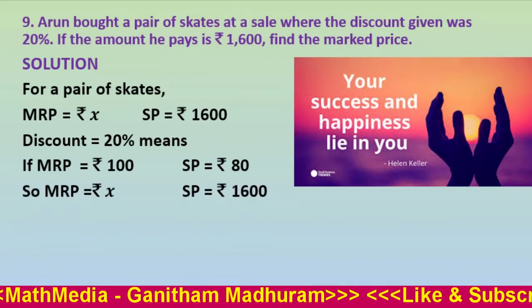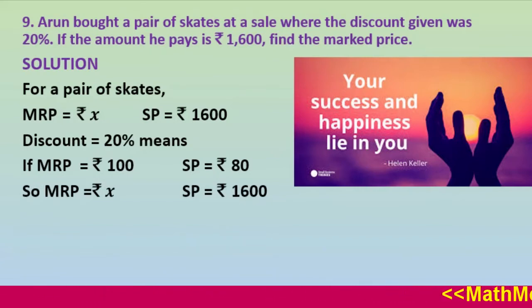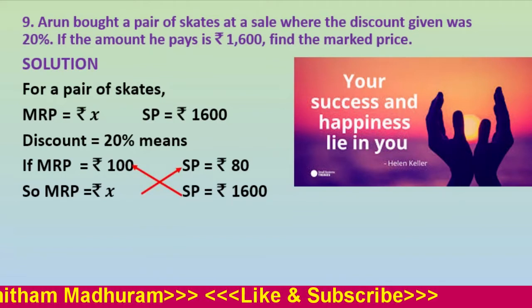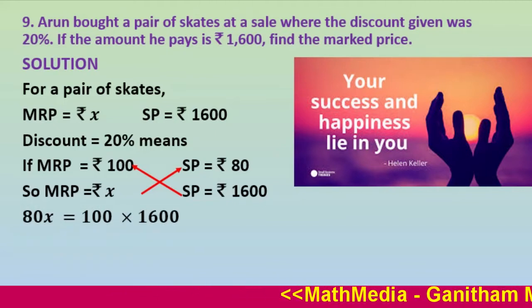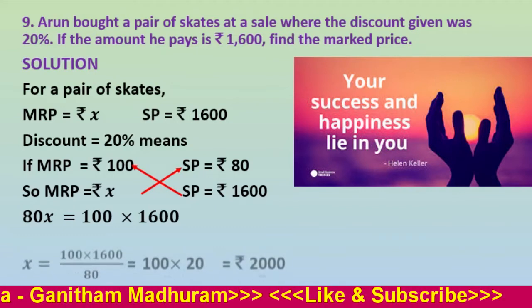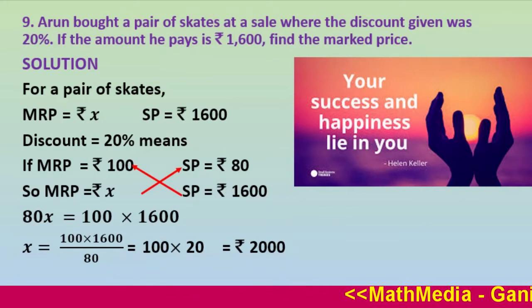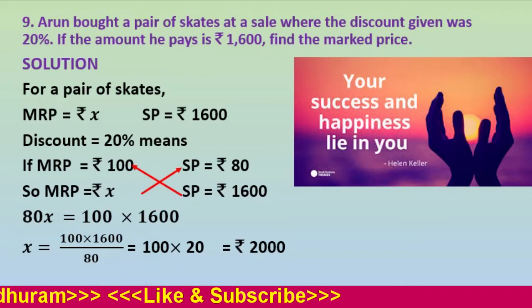If MRP equal to rupees X, SP equal to rupees 1600. What is the next step? Yes, we have to cross multiply. So 1600 into 100 equal to 80x, or x equal to 100 into 1600 divided by 80. Cancelling zeros from the numerator and denominator, and 8 and 160 can be cancelled.